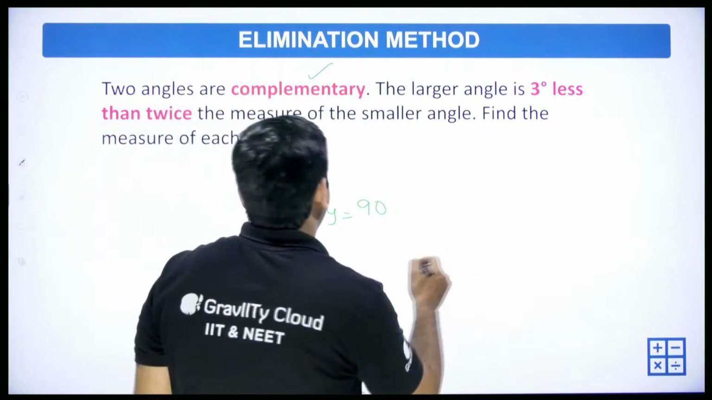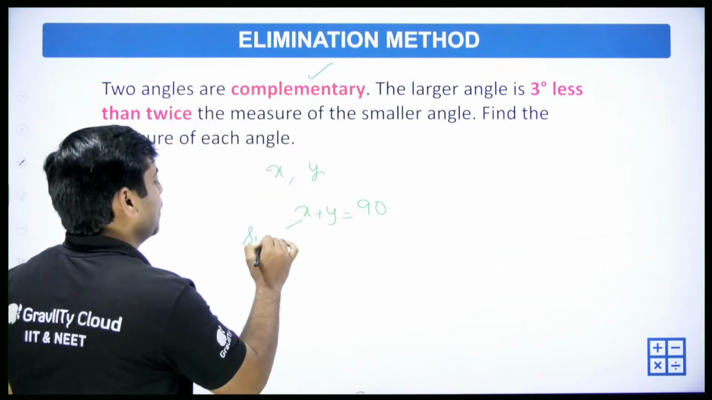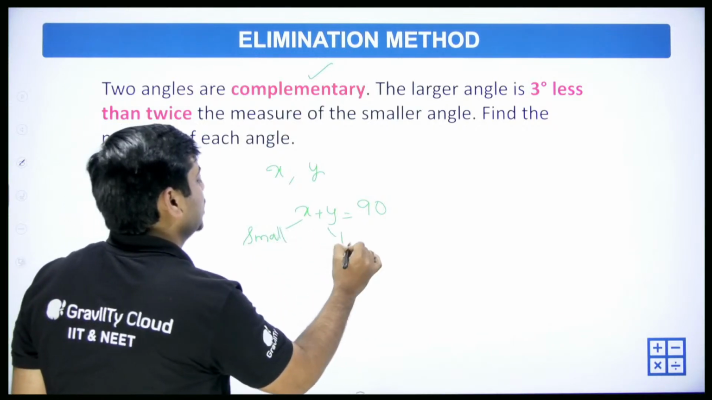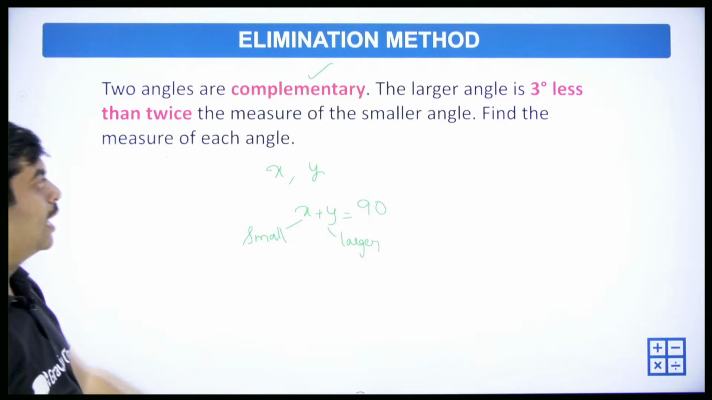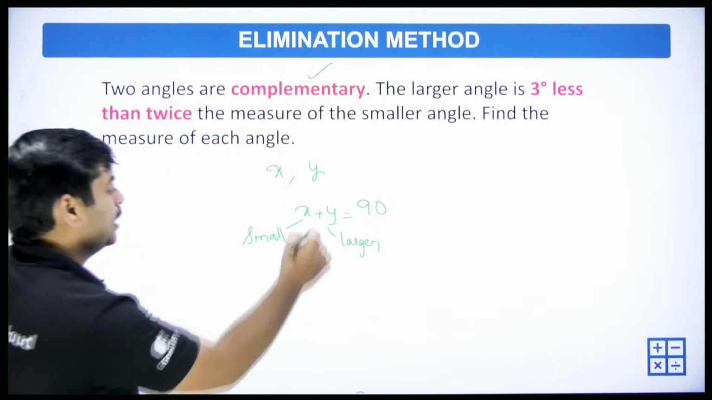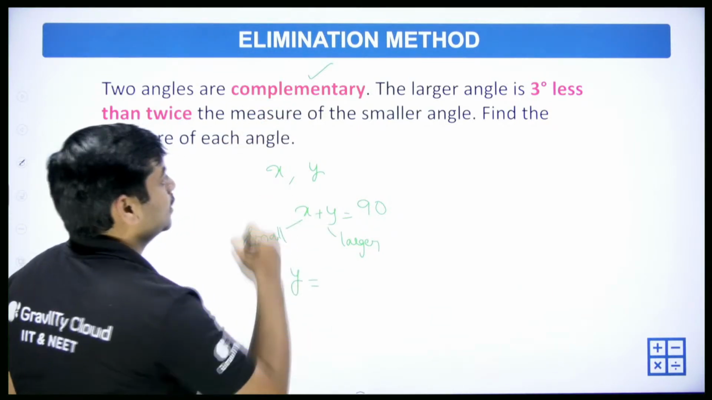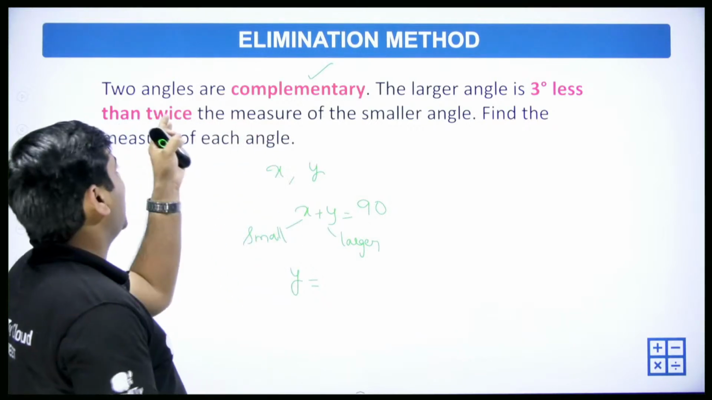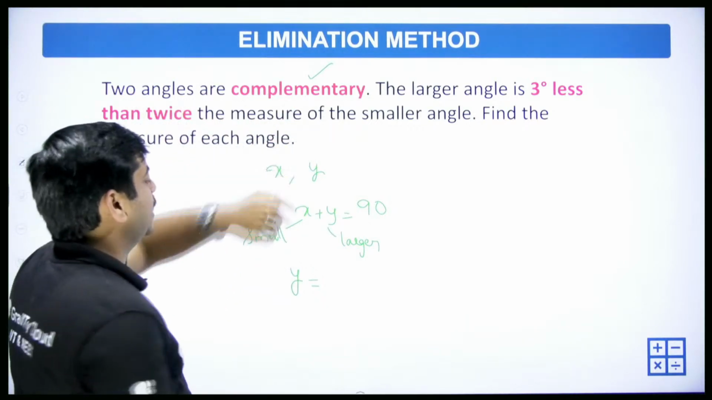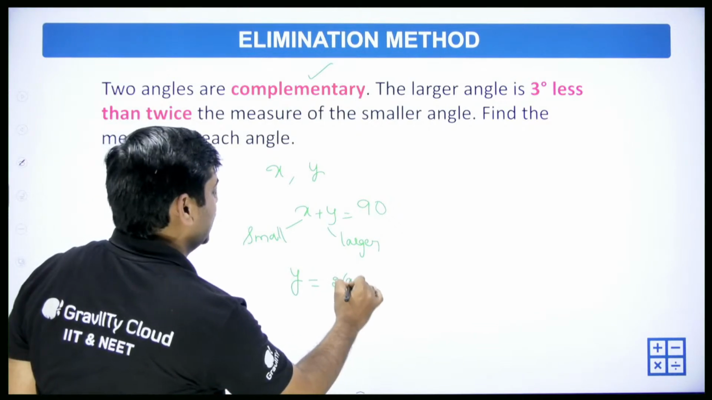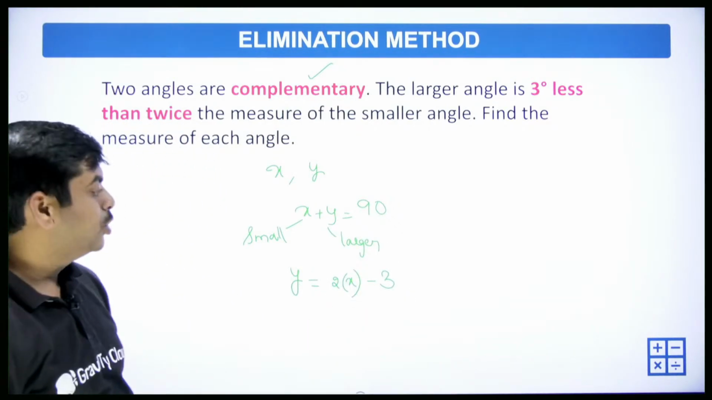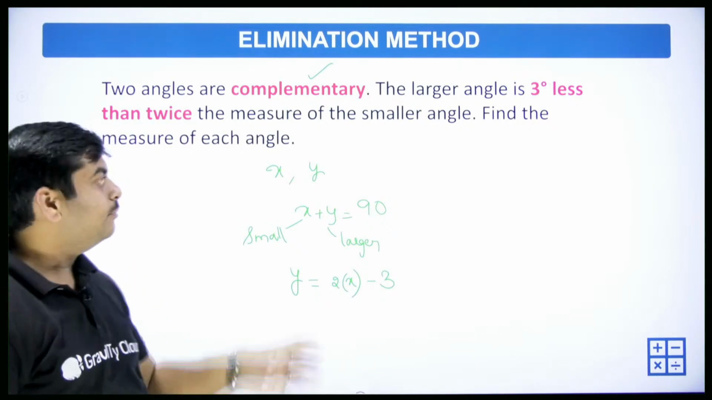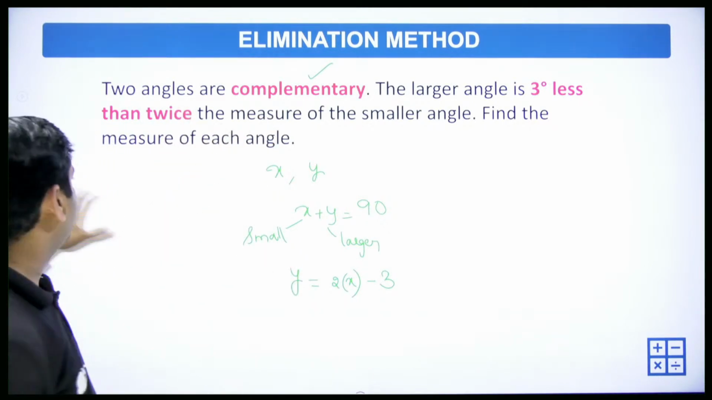Let us take x as the smaller angle, y as the larger angle. The larger angle is 3 degrees less than twice the smaller angle. Twice the smaller angle is 2x, and less by 3 units. So we get y is equal to 2x minus 3. Right? So find the measure of each angle.